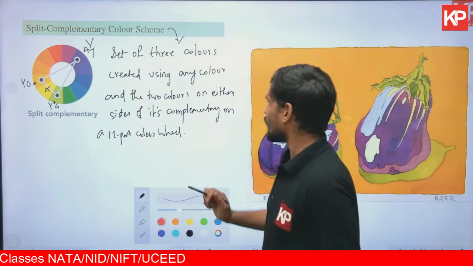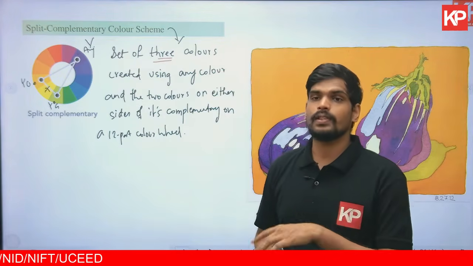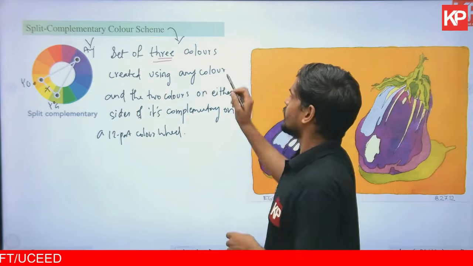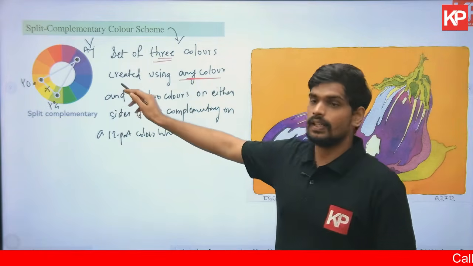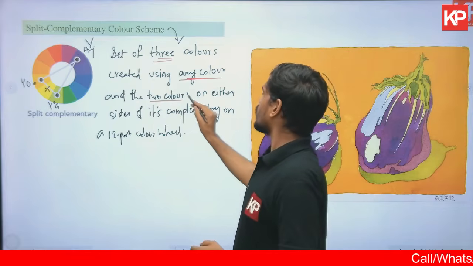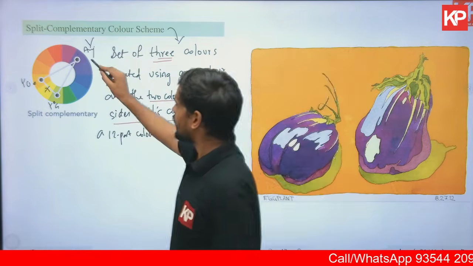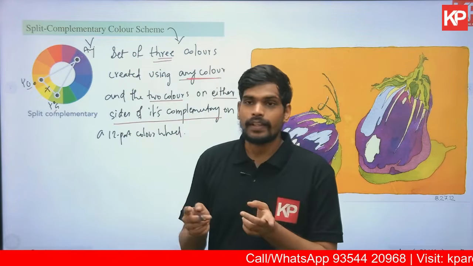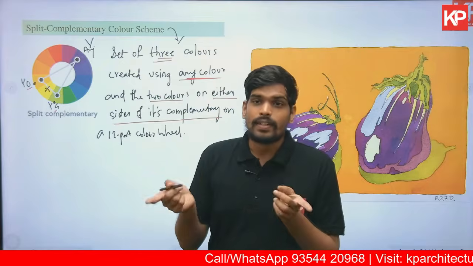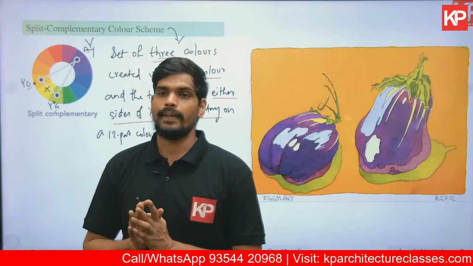So keywords, what are the keywords here? It is set of three colors. Remember, complementary is a set of two colors, split complementary is a set of three colors. Set of three colors created using any color. You can select any color from the color wheel, and the two colors which are on either sides of its complementary. So take any color like violet over here, and the two colors on either sides of its complementary. So these three together will form the split complementary color scheme.